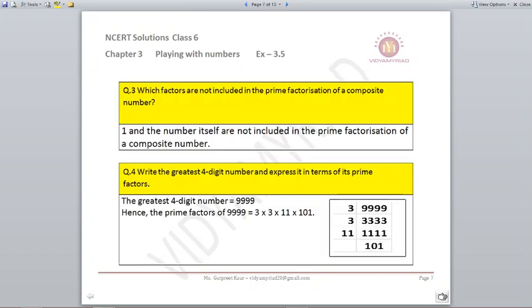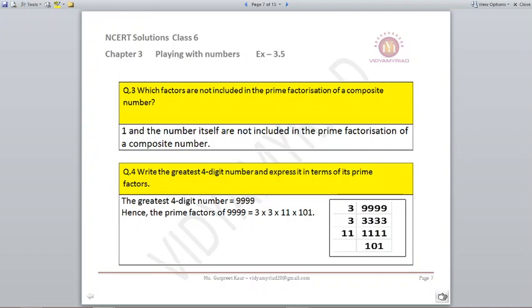Question number 3. Which factors are not included in the prime factorization of a composite number? Only one. 1 and the number itself, they are not included in the prime factorization of a composite number. When we used to do factors, we used to find the factors of a number. We see all the possible combinations. We start with 1, suppose 12 it is there. So we start with 1 multiplied by 12, then 2, then 3, then 4, like that we go. But if we want to do the prime factorization, we do not include 1 and the number itself, remaining only will come.